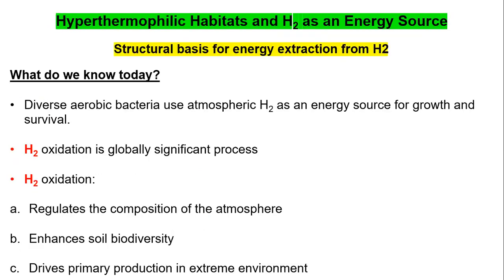What do we actually know today? We know that there are diverse atmospheric bacteria that can use hydrogen to survive. And we know that hydrogen oxidation is a significant process, especially nowadays when hydrogen is one of the alternative fuels, a great fuel. So apparently this really matters. It's important to understand bacteria that can extract energy from hydrogen. Hydrogen oxidation regulated the composition of the atmosphere and helped diversity in soil and in water. And it is one of the primary productions in extreme environments because that molecule was highly abundant.